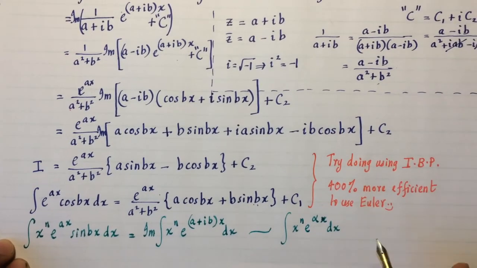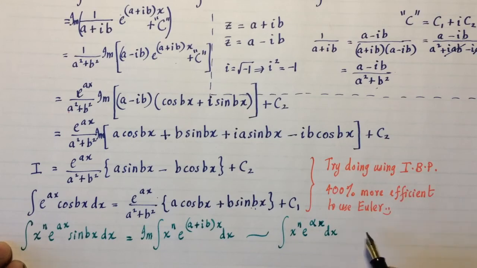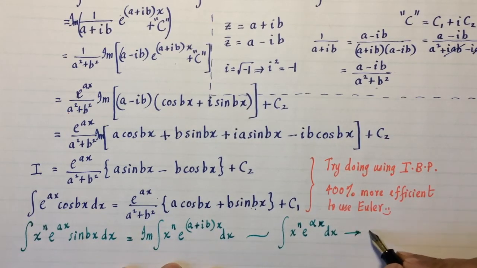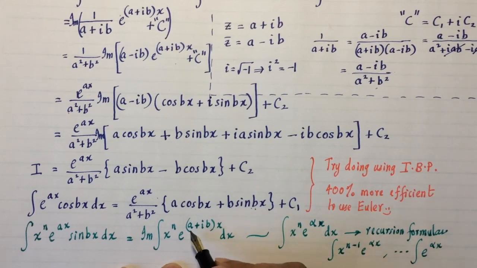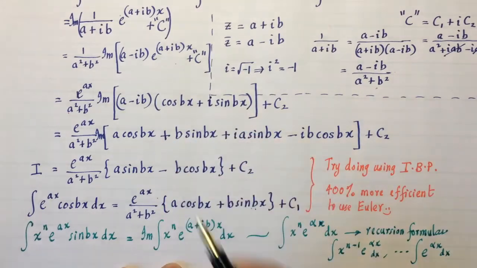Now if the n value is really high, you can break it down by using recursion formulas. So you would use recursion formulas here, and you'll reduce it to lower powers of n, x to the n minus 1, e to the alpha x, and so on, all the way to finally you'll get e to the alpha x. I've called alpha equals a plus ib here. And once you break it down to these, you can evaluate each one separately using the same Euler trick that I taught you. And then you can finally get the full form of this scary looking integral.